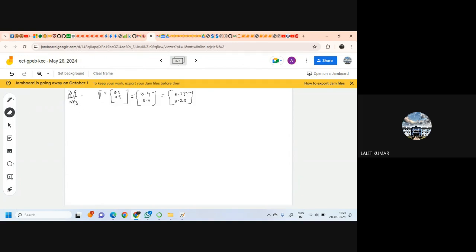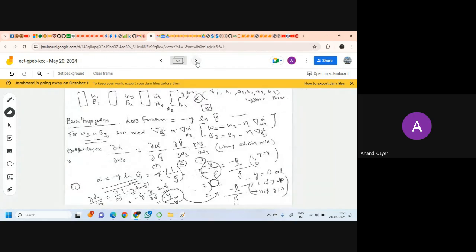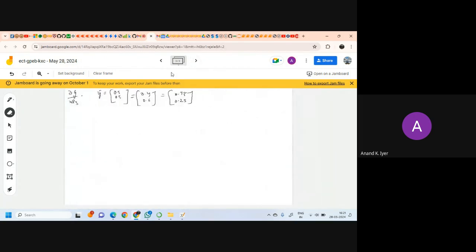I'll just tell you. We'll go to this. Y hat we are getting here. This is H3. So A3 will be something like... I'm referring to the document you wrote, not the document, but the previous classes' notes we wrote down, right? Yes, one example we had taken.